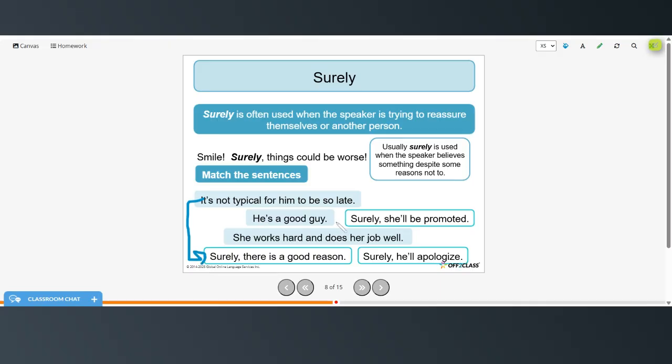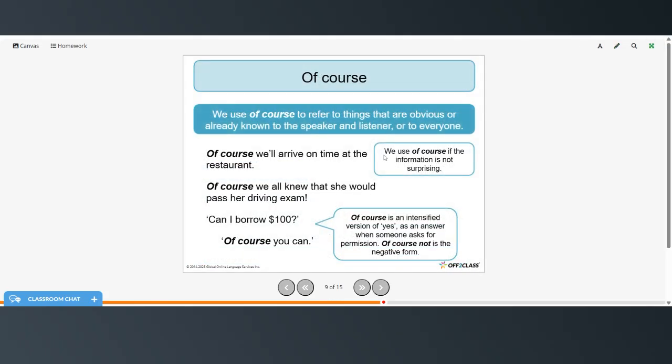He's a good guy. Surely he'll apologize. And she works hard and does her job well. Surely she'll be promoted. We use of course to refer to things that are obvious or already known to the speaker and listener or to everyone. Of course, he will arrive on time at the restaurant.